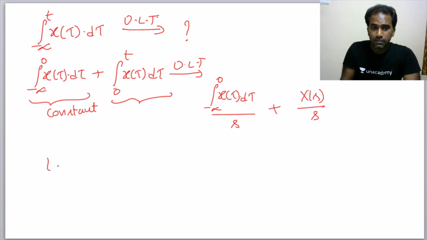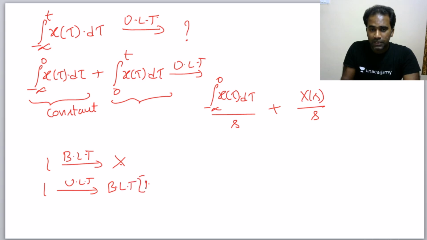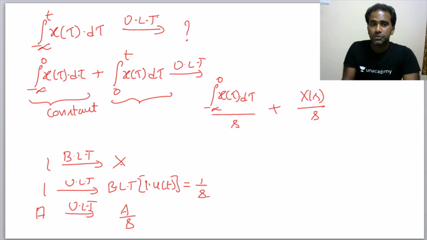I'll just give you an example. What is a bilateral Laplace transform of 1? It does not exist. What is a unilateral Laplace transform of 1? You can find it as bilateral Laplace transform of 1 multiplied with u of t. Now bilateral Laplace transform of u of t is the same as unilateral Laplace transform of the constant signal, which is 1 divided by s. Here it is some constant A, let's say. Unilateral Laplace transform of a constant A is A divided by s. So unilateral Laplace transform of this constant is that constant times 1 by s.